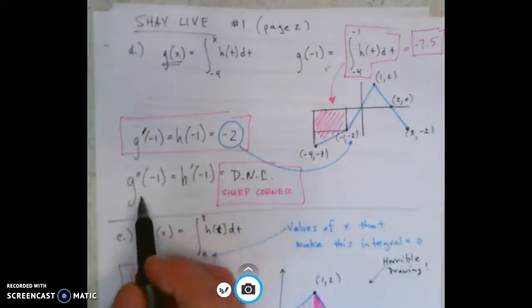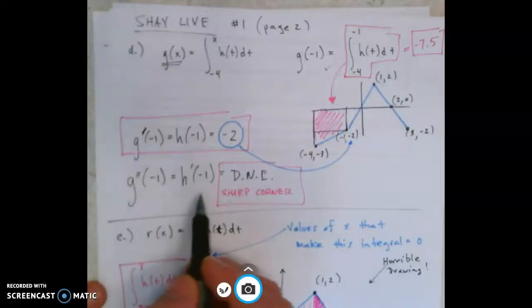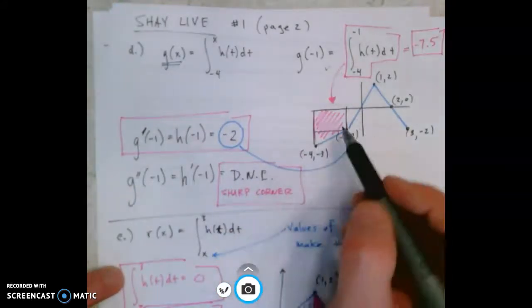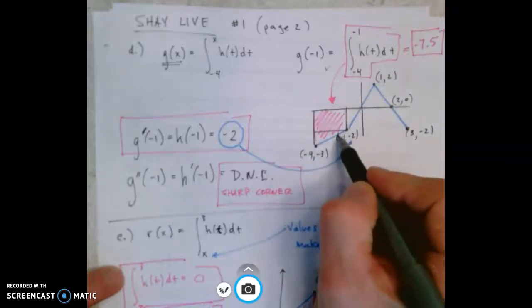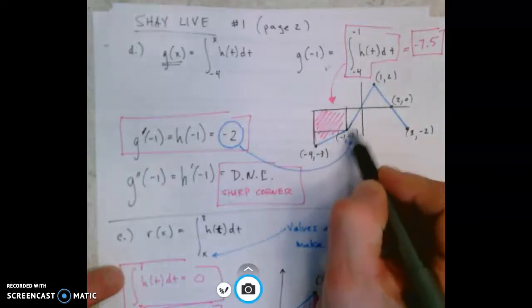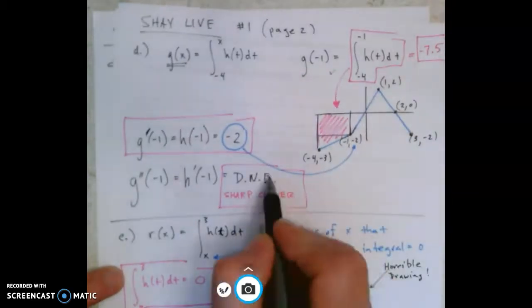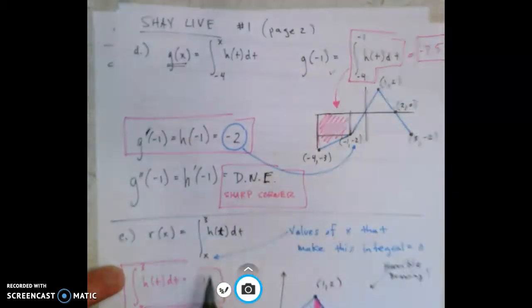And lastly, the second derivative is going to be equal to h prime, which is the slope of this curve. But at this point right here, this has a sharp corner. Therefore, it is not differentiable at negative 1. Therefore, it does not exist.